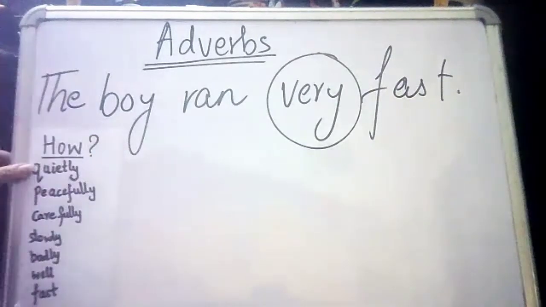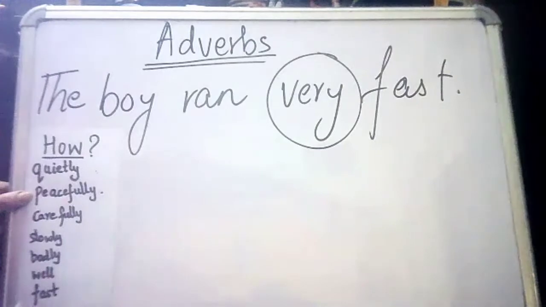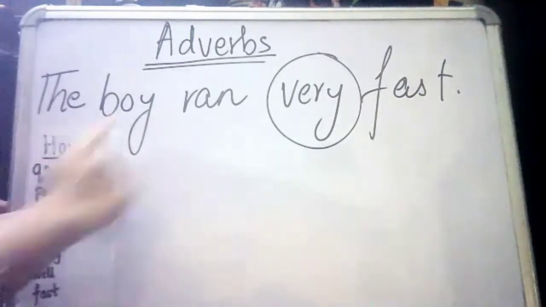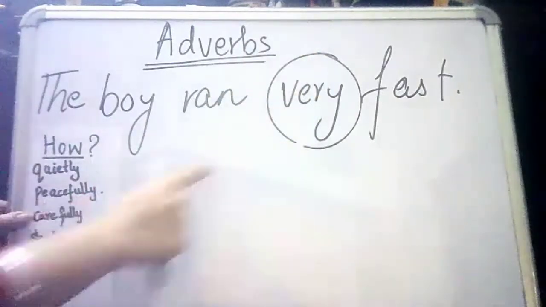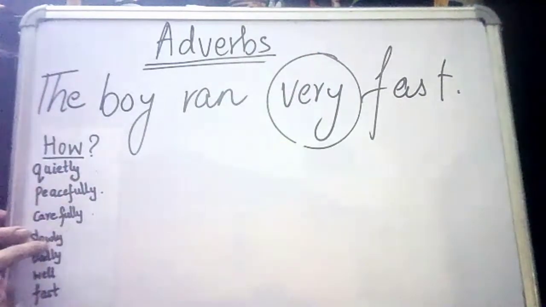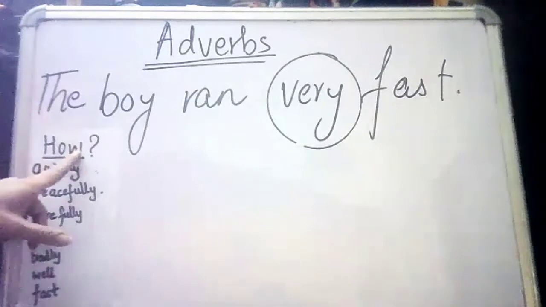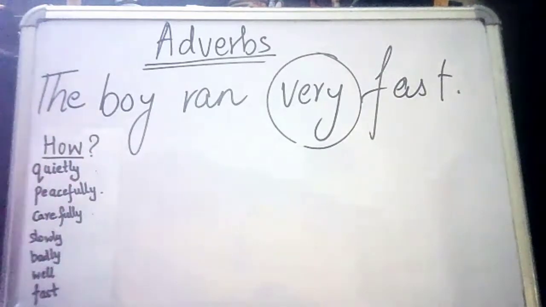So when I was talking about how, these are a few adverbs which we can use, like quietly. He was sitting quietly in the class. Peacefully. He was sitting peacefully. Carefully. You should complete your work carefully. Slowly. The tortoise runs slowly. How did the tortoise run? Slowly. So they are talking about how. After this, we look into the next kinds of adverbs. But remember, adverbs are the ones which answer the question how.